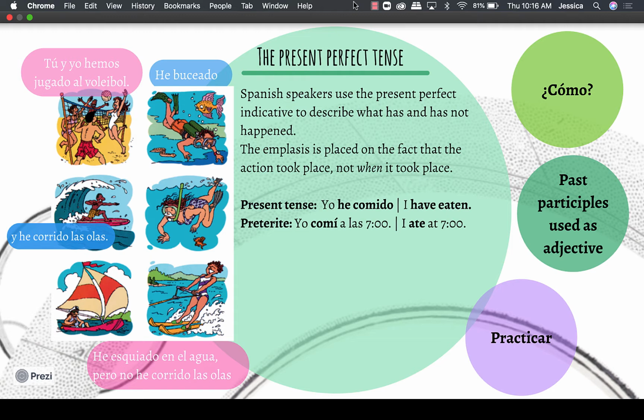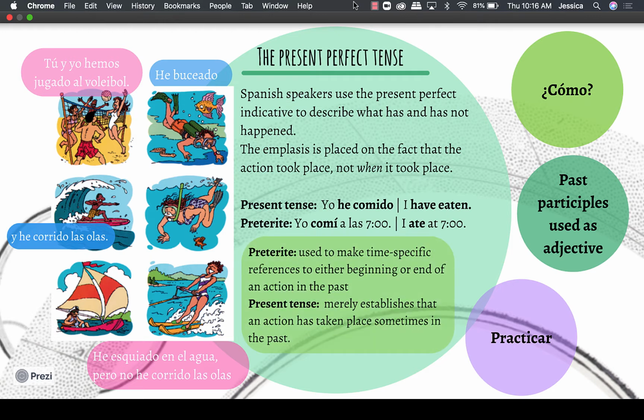Like this example, yo he comido. I have eaten. In the preterite, yo comí. ¿Y cuándo? A las 7. I ate at 7. So the preterite is used to make time-specific reference to either the beginning or end of an action in the past, versus the present perfect just establishes that something happened, an action took place sometime in the past.